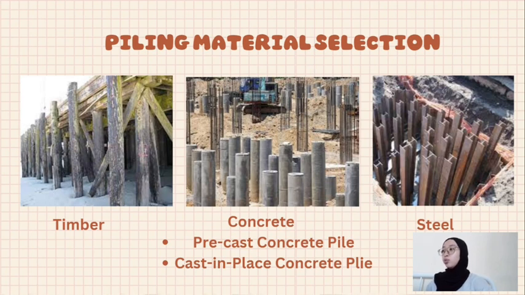Okay, we're moving to the next slide, which is piling material selection and their specification. So basically, there are three types of material currently used in the construction of piling, which are timber, concrete, and steel.